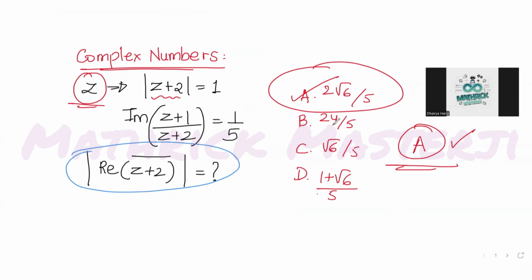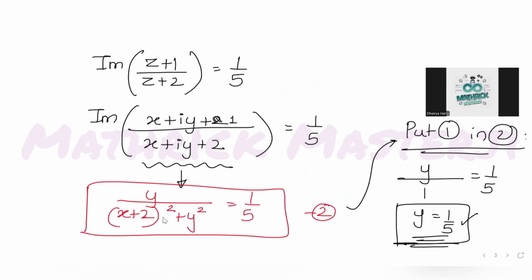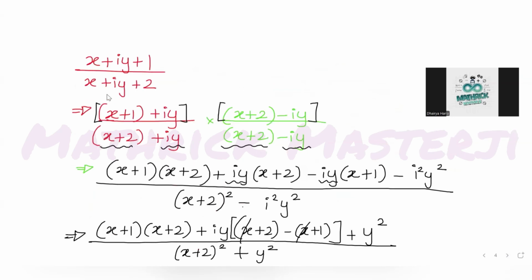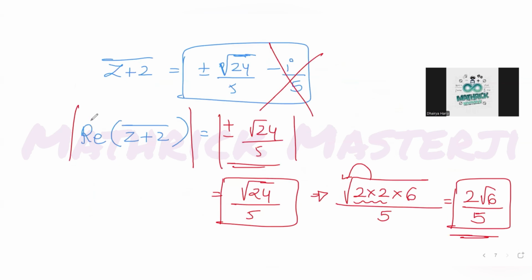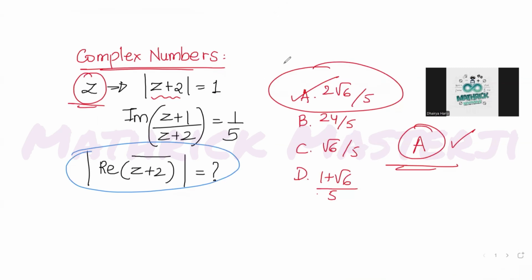I hope you have understood how to solve this type of questions, which deals with the concepts of complex numbers. So first, what we did is we had z as x plus iy. I put it in the two conditions. I got two equations in terms of x and y. I used both the equations to give me the values of x and y, and once I got that, I just found out what the question was asking for. That basically becomes 2 root 6 over 5, which matches with answer choice A. So A becomes the correct answer for the question that was given to us here. I hope you have understood this.